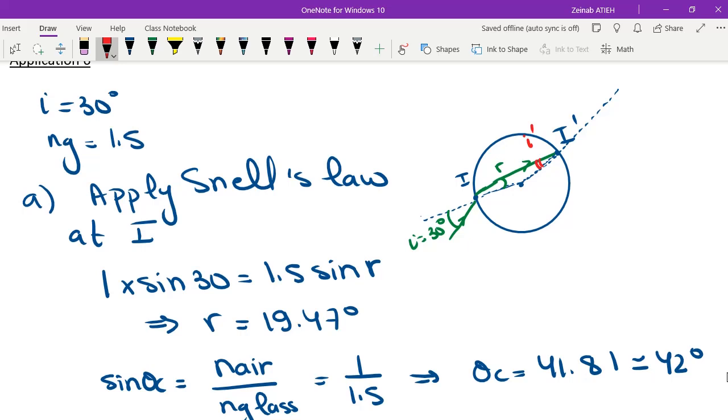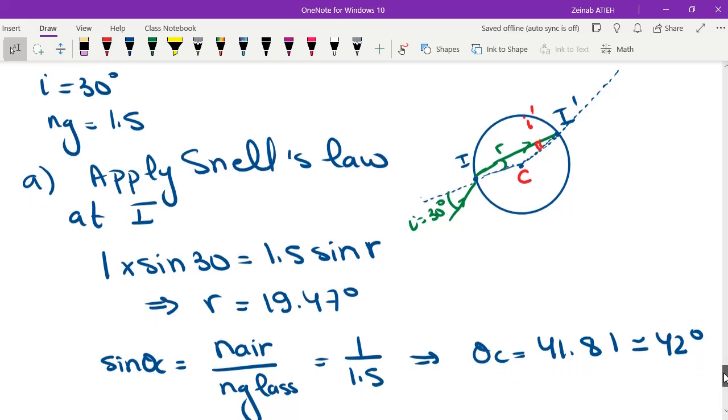Now for this triangle, let me call this point here C, the center of the circle. I prime C, this is an isosceles triangle. IC equals CI prime. Both of them are radii, so this is isosceles. You know that in an isosceles triangle the angles at the base are equal. So in this case I prime is equal to R. So now I have I prime equal to R. R is 19, and the critical angle is 42. So I prime is less than the critical angle, so it refracts. It does not undergo total internal reflection. It goes outside.